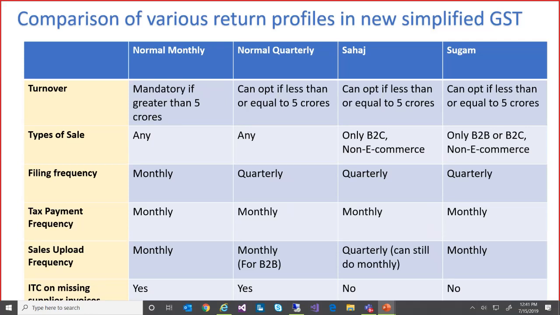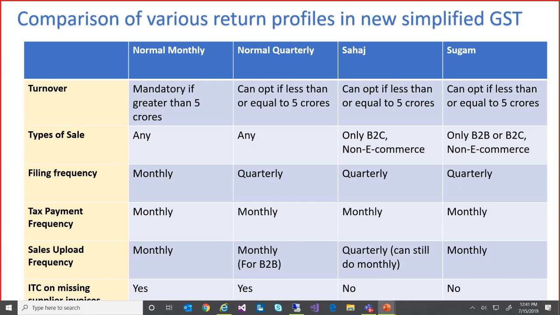Now, this is the comparison of various return profiles for the new simplified GST process. The normal return has to be filed mandatorily if the turnover is more than 5 crores. If it is less, then the person can select any of the returns and file that. They can opt for monthly and they can go for quarterly as well.